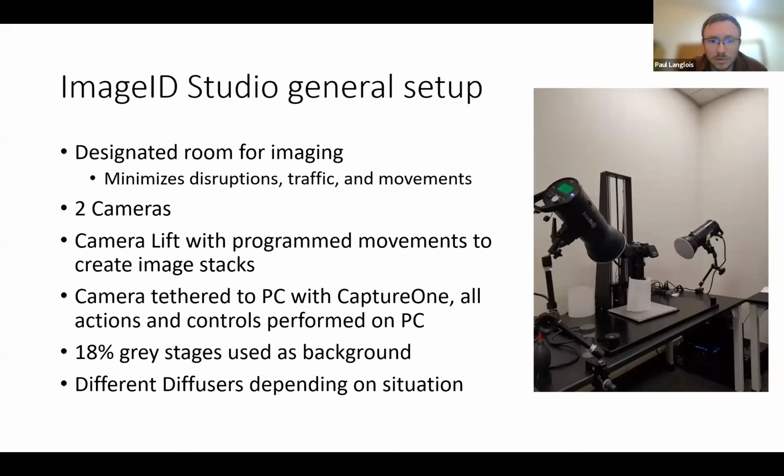So our general Image ID studio setup is that we have a designated room for imaging. This helps minimize disruptions and traffic that may be walking by. It helps reduce the movement that we may see in our camera lift. We use 2 camera bodies for different situations, which I'll go into. Our camera lift is programmed to have movements based on the magnification, as well as the aperture that we'll be using to get precise overlap of those images.